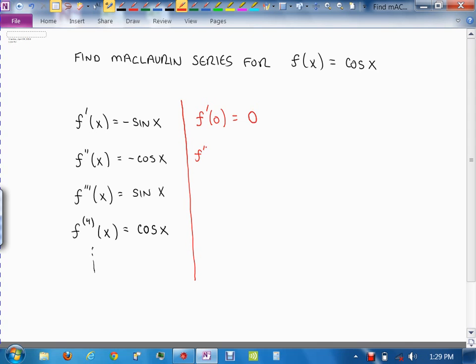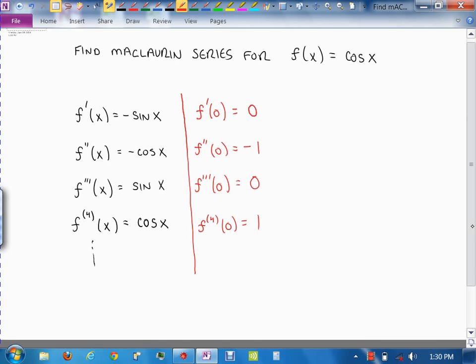Okay, what's the second derivative at 0? What's cosine of 0? Cosine of 0 is 1, but then it's negative in front. So negative 1. Okay, what's the third derivative at 0? What's sine of 0? 0 again. Okay, what's the fourth derivative at 0? 1. And now we said this was going to continue the pattern, right? So the next one's going to be 0, then negative 1, then 0, then 1, then 0, then negative 1, then 0. Okay. Any questions?